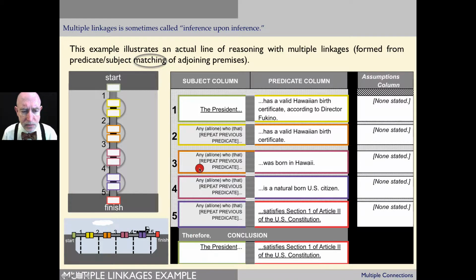So there's no limit to the number of linkages that can be made in a line of reasoning. Sometimes adding more linkages, more premises, can bring increased clarity to your audience about exactly what the connections are that you're making between the premises.